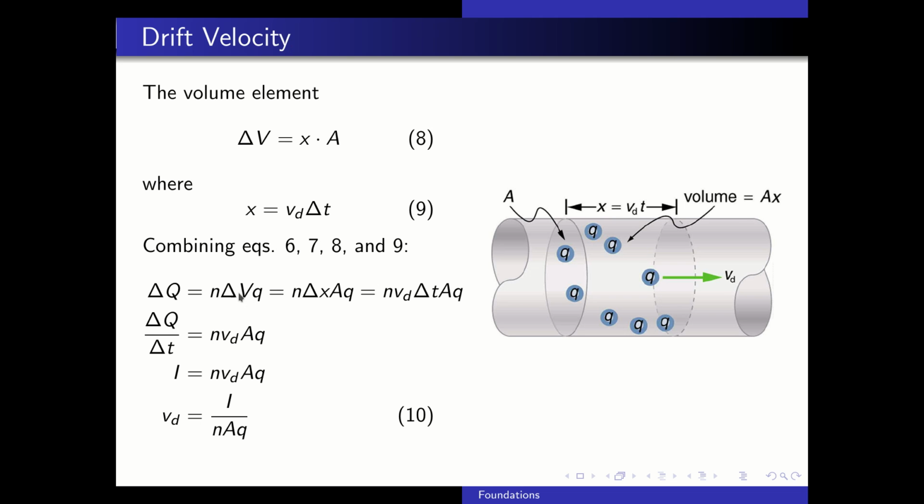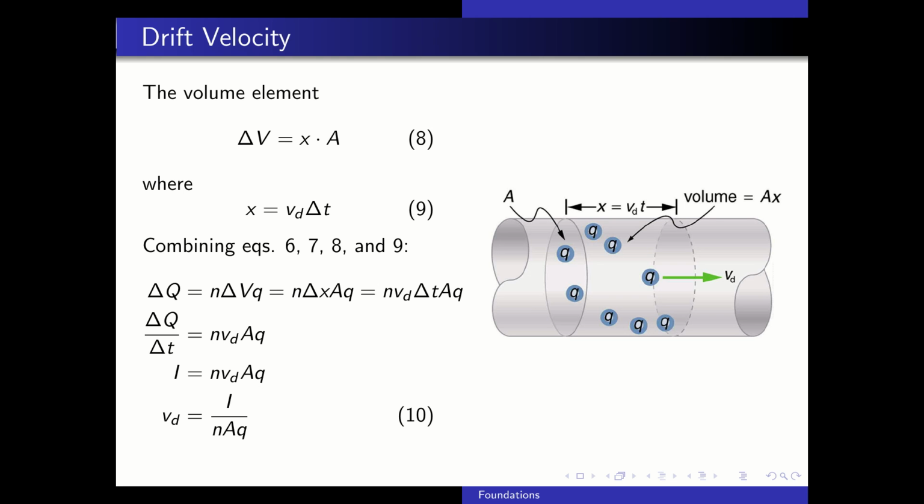This is our volume element, a chunk of volume, equal to delta x times A, there's our volume, times q, is equal to n times the drift velocity times that time, times A q. So I'm just plugging one of these into the other. And I'm going to solve this for delta Q over delta t, because this is the amount of charge moving in some amount of time. This is a current. So I can quickly find that the current is equal to the number of charge carriers per unit volume multiplied by the drift velocity multiplied by the cross-sectional area multiplied by the charge on each carrier.